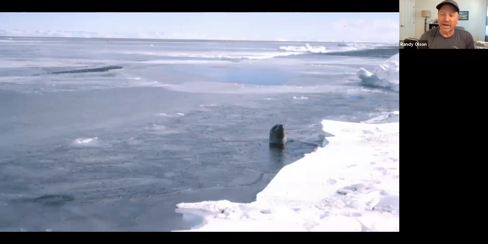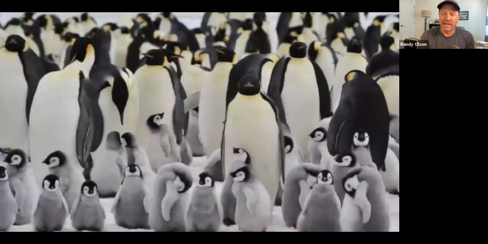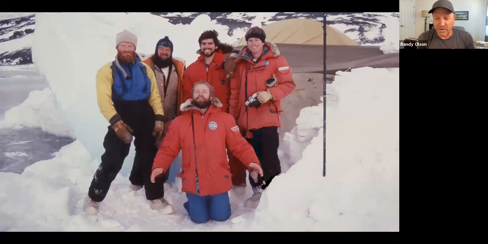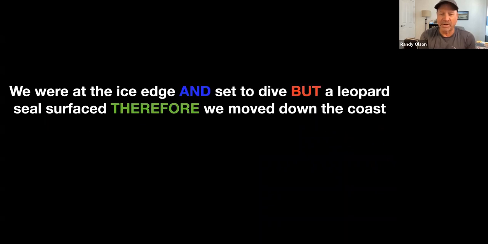We took off all the gear, walked down the coast, spent the afternoon taking photographs of this emperor penguin colony, and eventually built ourselves a little snow hut as we waited about 2 or 3 more hours for the helicopter to come back and pick us up. So it was a wonderful day. And now you're wondering, why have I eaten up a chunk of your time telling you this crazy leopard seal story? Well, now it's time to roll up our sleeves and get to work.